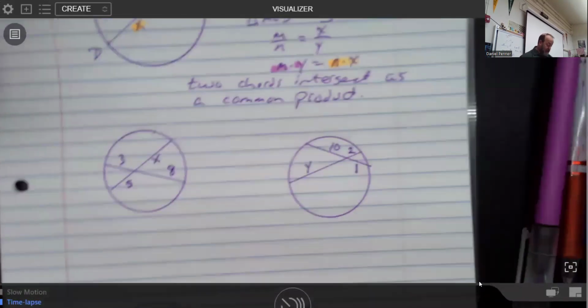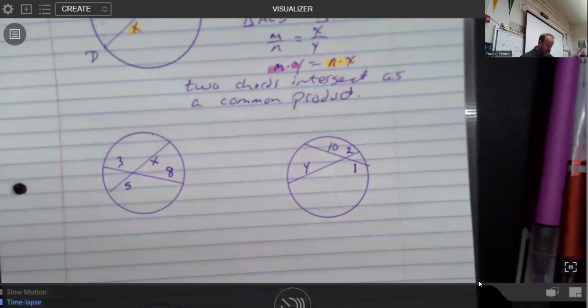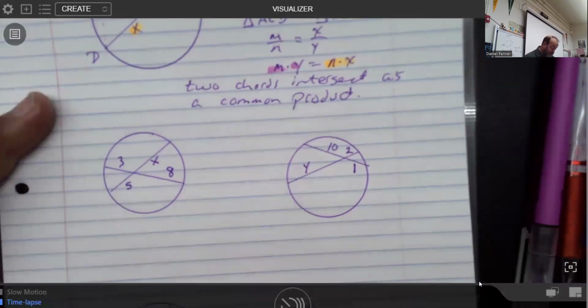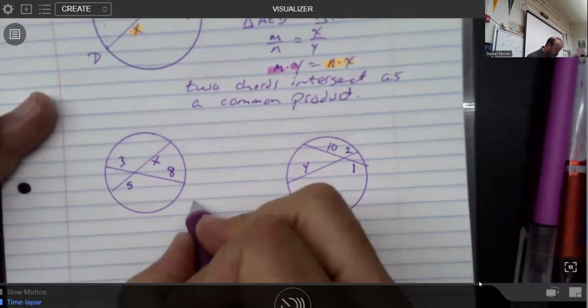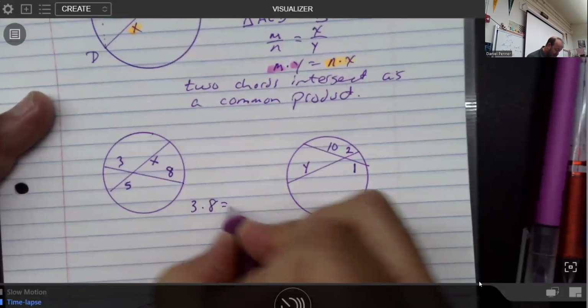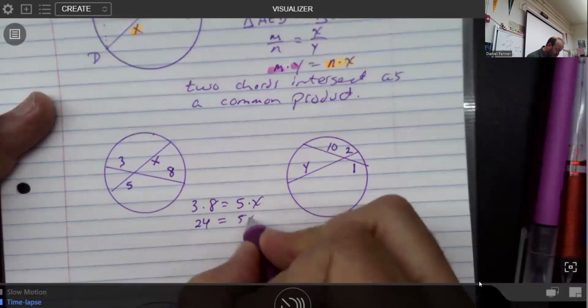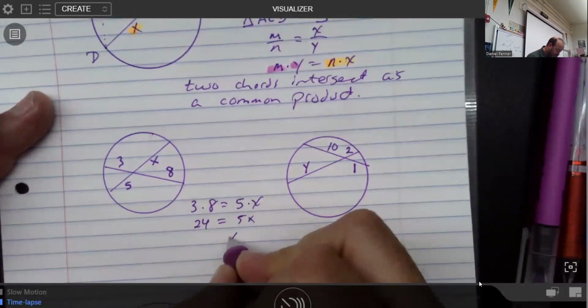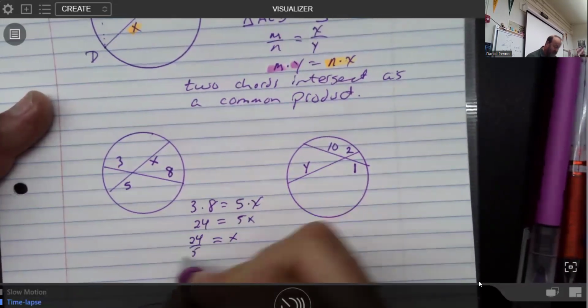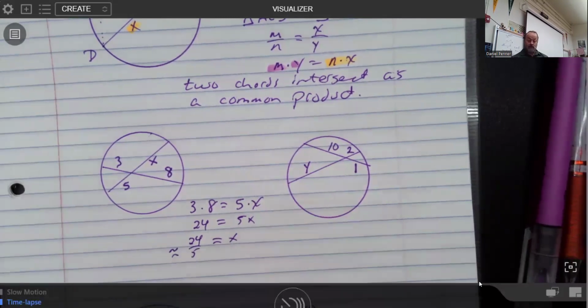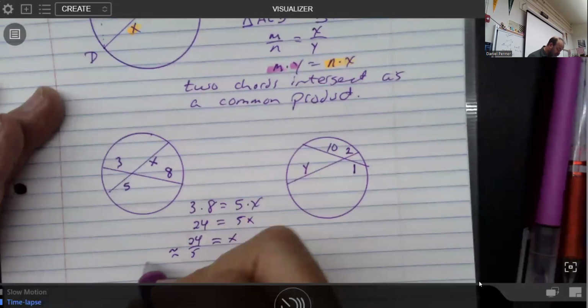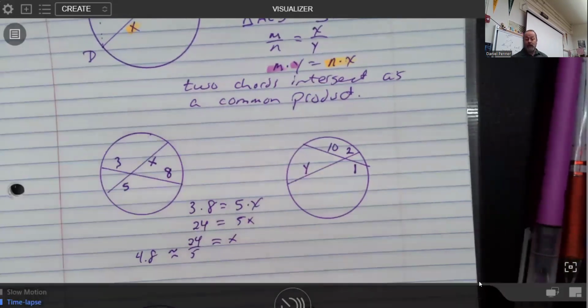So a couple quick examples. First example, real easy one. And that would be this. The product of 3 and 8 would be the same as 5 and x. So 24 equals 5x. Divide both sides by 5, and I got 24/5, which, of course, if you wanted to, 5 goes into 24. I believe that's 4.8 times. I personally like 24/5. Sometimes you get ugly answers like this. Sometimes you get pretty answers.